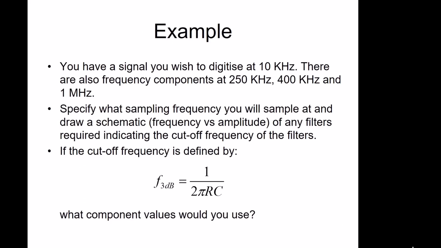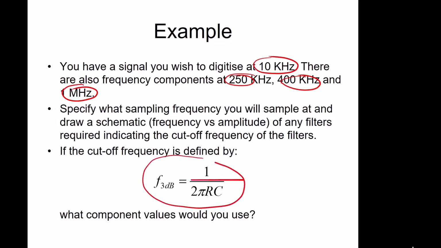As an example, let us consider we wish to digitize a signal at 10 kHz, and we have got noise at 250 kHz, 400 kHz and 1 MHz. If we wish to sample all of that, we would need to do sampling of at least 2 MHz, which would be expensive. So instead, we'll use an anti-aliasing filter, which in this case, we will just use a simple passive low pass filter, where we know the 3 dB point of that filter is given by the corresponding resistor and capacitor values.